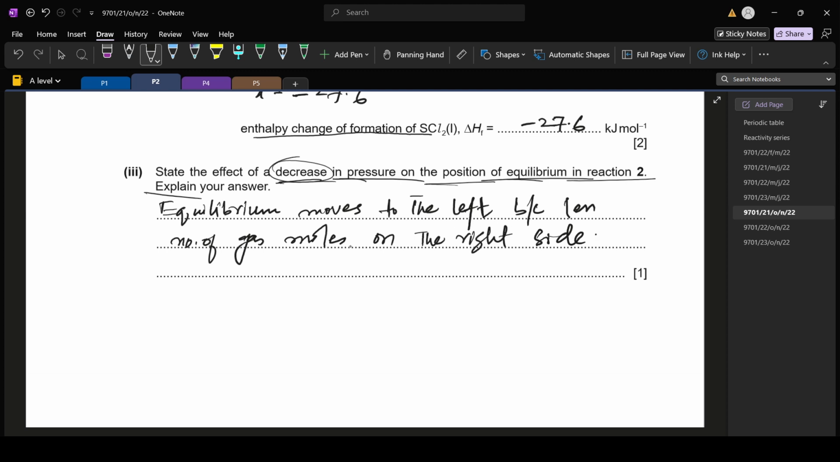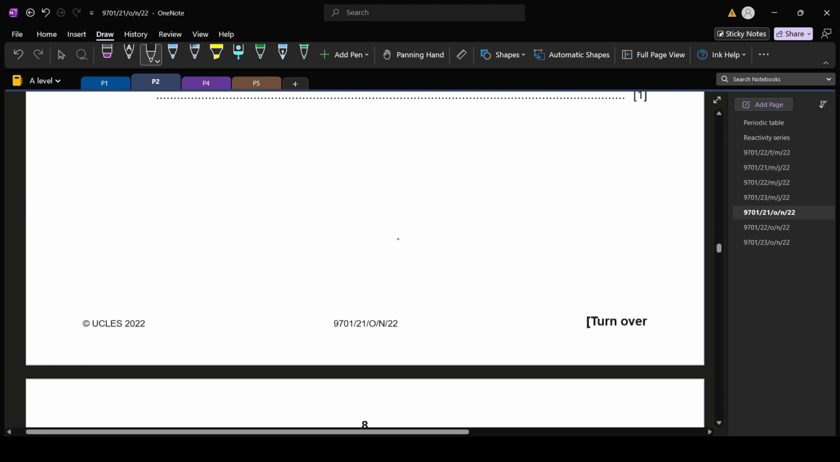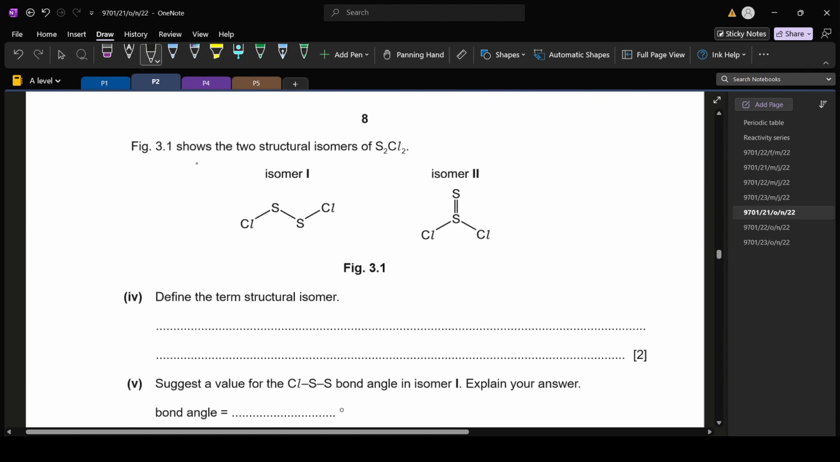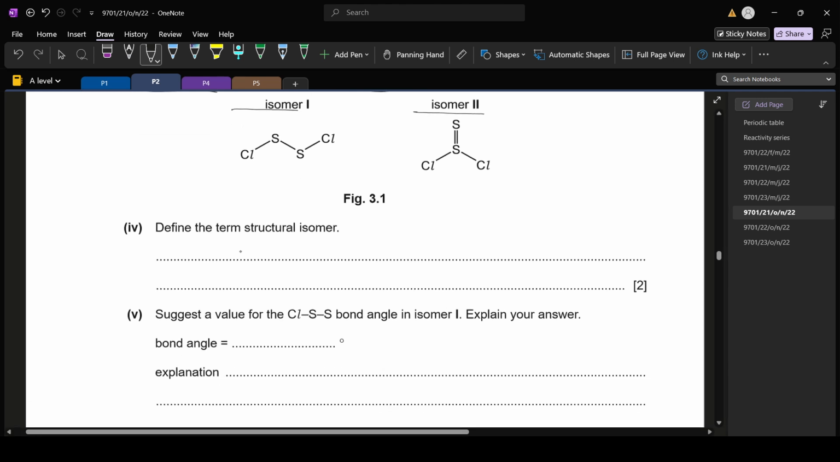Or you can also write there are more number of gas moles on the left side. Figure 3.1 shows the two structures of structural isomers of S2Cl2, isomer 1 and isomer 2. Define the structural isomers. What is a structural isomer? These are molecules with the same molecular formula but different structural formula.